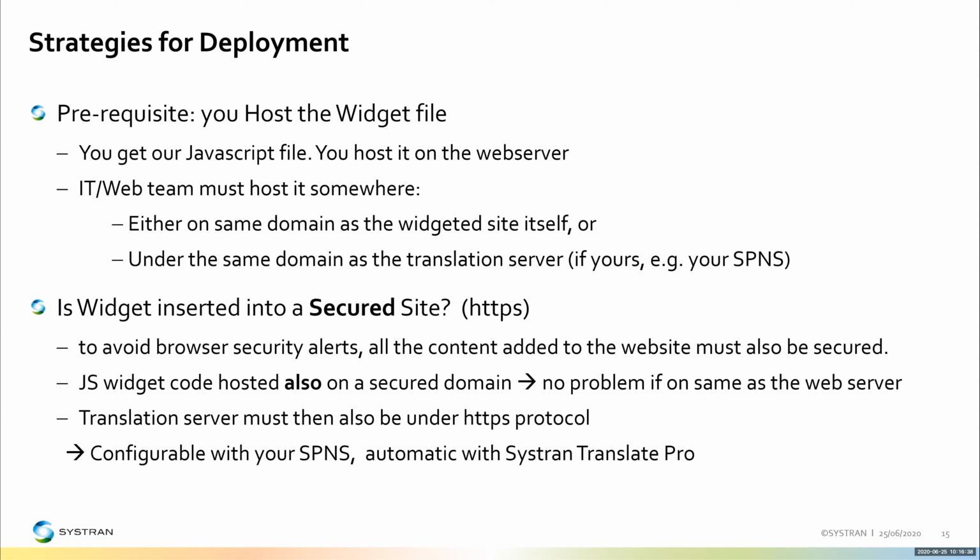The prerequisite essentially is, as we saw, a widget file. That's the JavaScript file. And then you need to host that somewhere. The recommendation really is that you put that on the web server itself, because especially if it is a secured site, if you have HTTPS on that site, if it is encrypted with SSL, you're going to want to do this in such a way that it doesn't raise security alerts on the browser for the web visitor. So you want the widget itself to also be on a secure site. And that's the natural choice, to have it come from your web server itself. It could potentially also be on the translation server, but only if you host it, right? If it's your SPNS server.